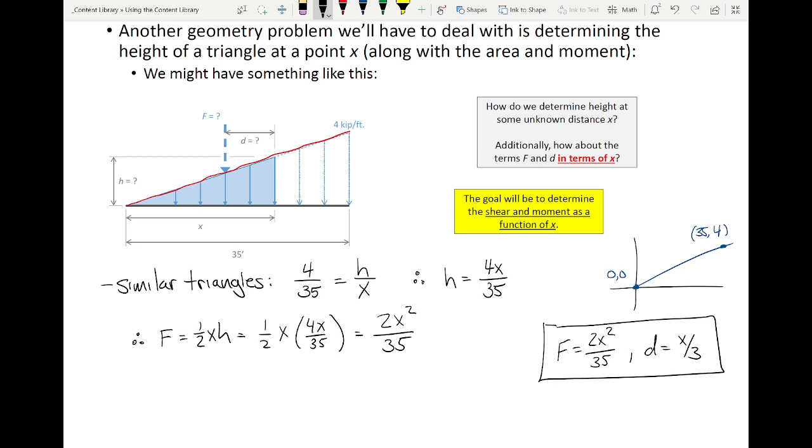Again, this is just a geometry problem off to the side. It has nothing to do with the actual shear and moment. Well, obviously it has something to do with the shear and moment calculations we're about to do, but I just want to do that part off to the side. I don't want this to get in the way of the actual concept, okay? Does this make sense? Okay. Any questions?